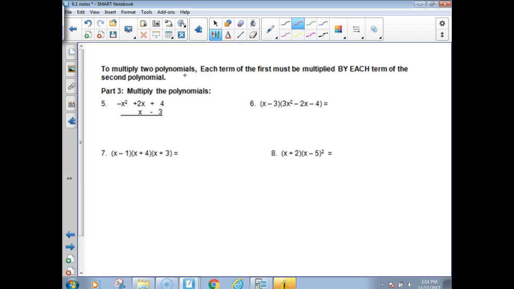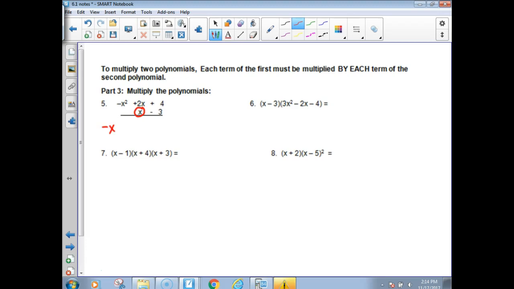All right, to multiply two polynomials, each term of the first must be multiplied by each term of the second. So that's why I mentioned to you that I wasn't real crazy about the FOIL method, because I'd rather you knew to double distribute, okay? Because now we could do triple or quadruple if we needed to. Okay, so if we're going to multiply the polynomials, we have to multiply the entire thing by x. So I'm going to do that first.